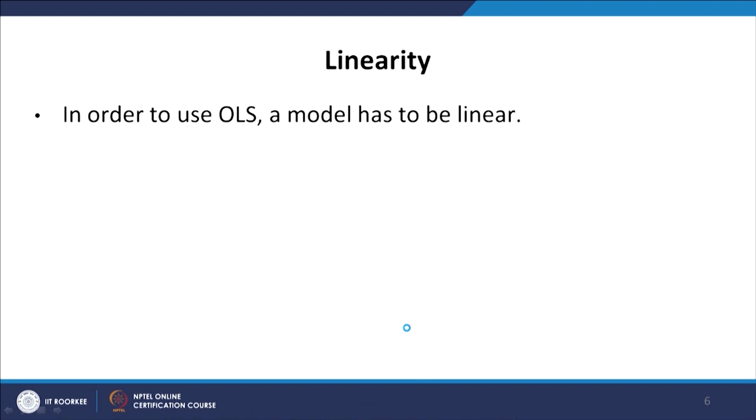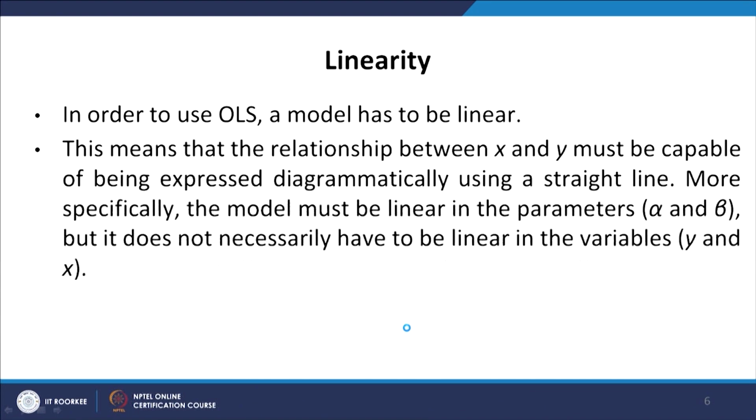The next characteristic or feature that we will be talking about is linearity. In order to use OLS, a model has to be linear. This means that the relationship between x and y must be capable of being expressed diagrammatically using a straight line. More specifically, the model must be linear in the parameters, that is alpha and beta, but it does not necessarily have to be linear in the variables, that is y and x.